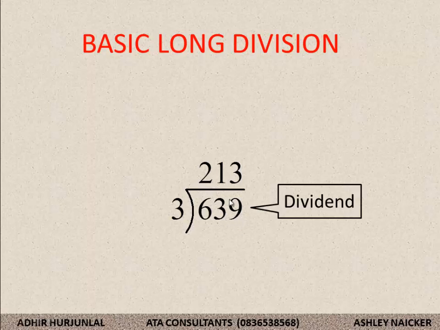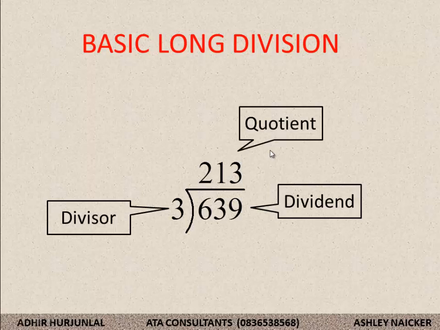This number, the 639, is called the dividend. The 3 is called the divisor. And the answer to a division problem is called the quotient.